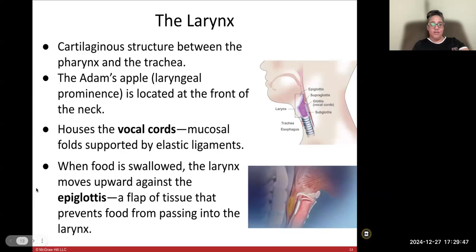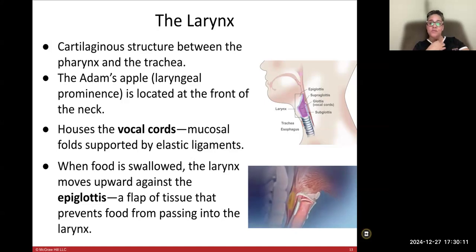The larynx is a cartilaginous structure between the pharynx and the trachea. The Adam's apple, or the laryngeal prominence, as it's officially called, is located at the front of the neck. It houses our vocal cords, which are mucosal folds that are supported by elastic ligaments. When food is swallowed, the larynx moves upward against the epiglottis, which is a flap of tissue that prevents food from passing into the larynx.